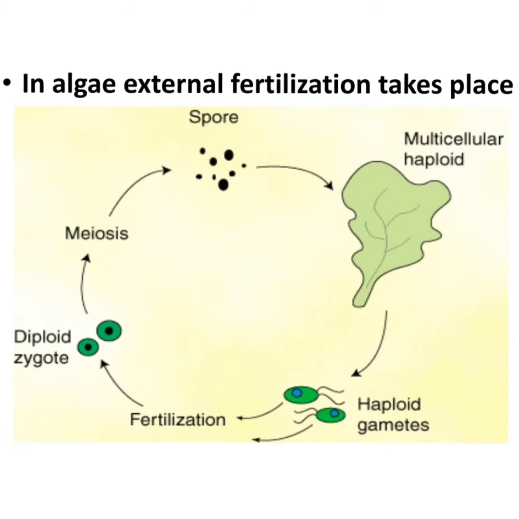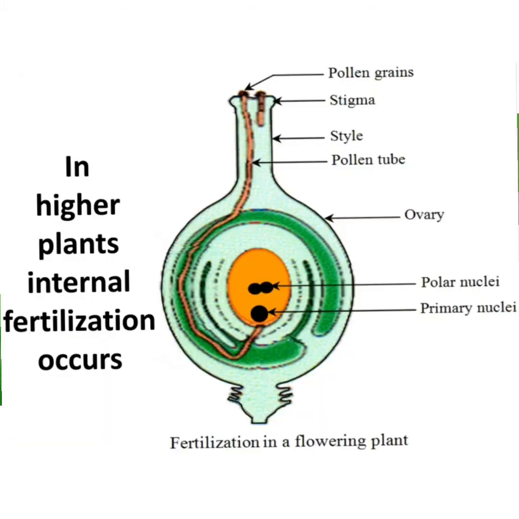That means it takes place outside the plant body. Here you can see the multicellular haploid organism or plant produces the haploid gametes, and the haploid gametes fuse together to form the zygote, which is diploid, by fertilization. And the diploid zygote undergoes meiosis and forms a large number of spores, which under favorable conditions develop into a new plant. In higher plants, the fertilization is internal.